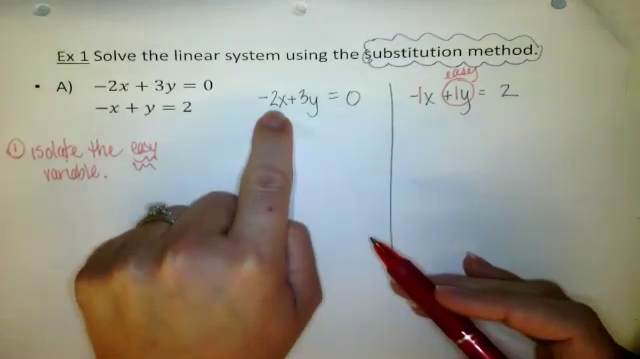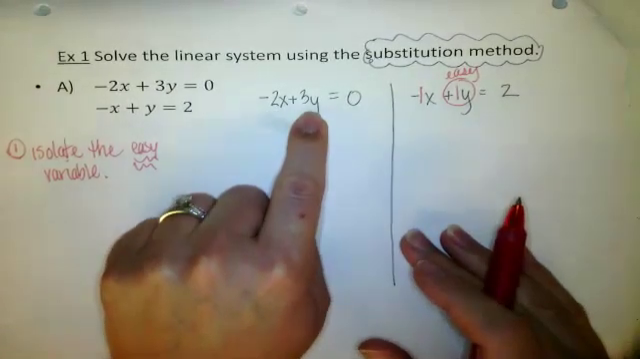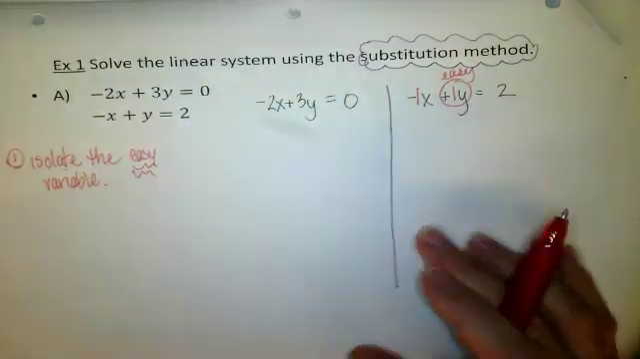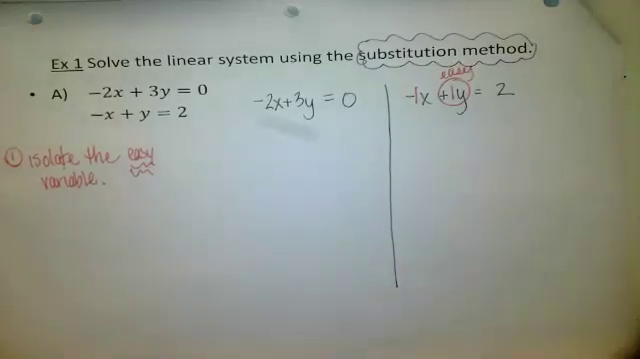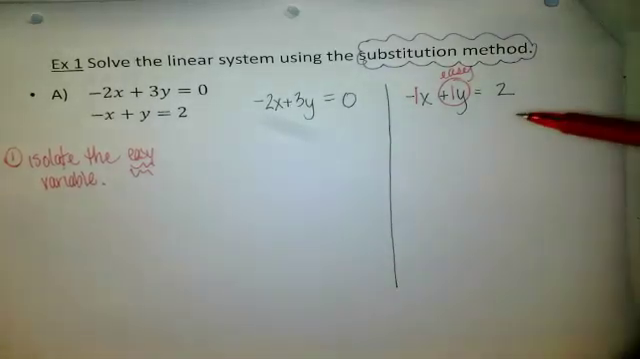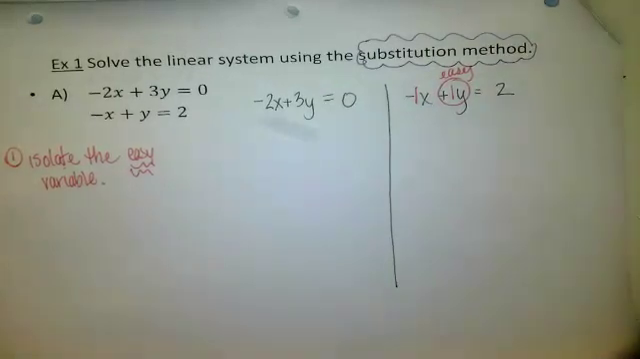Here the coefficient is a negative 2. Here the coefficient is a 3. So identifying the easy variable is pretty easy, right? Which one has a 1 in front? Okay, that's the best way to go.